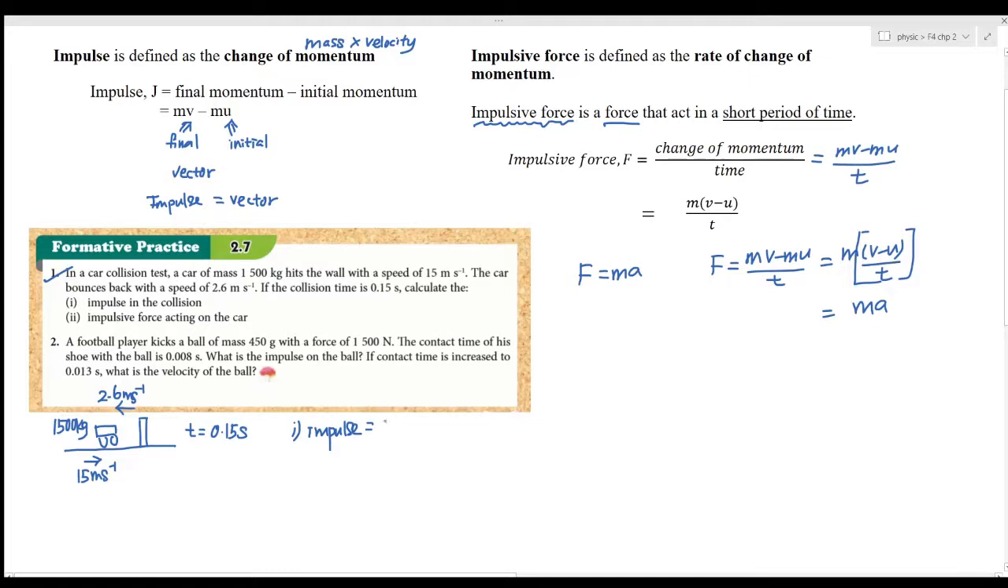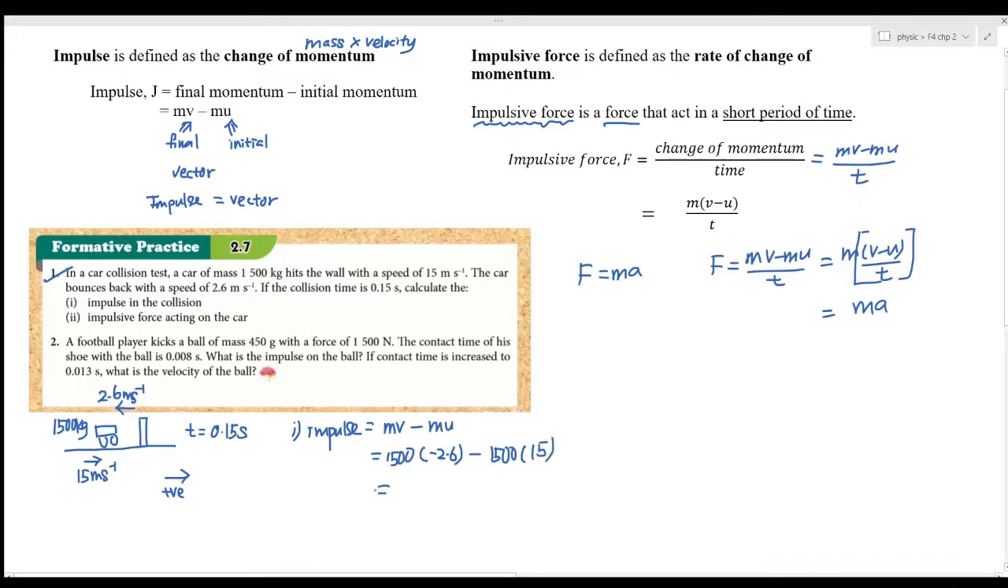Impulse is the change of momentum, final momentum minus the initial momentum. Okay, in this question, we have to define the positive direction first. So normally moving to the right is the positive. So we define this direction as positive. The final momentum, the final speed is in the opposite direction, in the negative way. So the final momentum is negative 2.6 minus the initial momentum, initial speed in the positive direction.